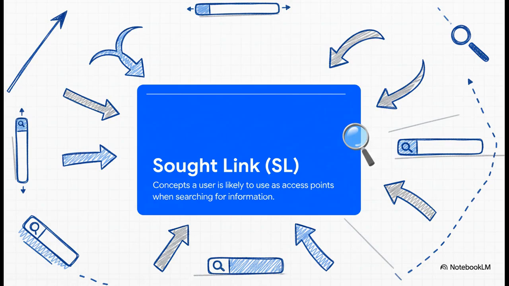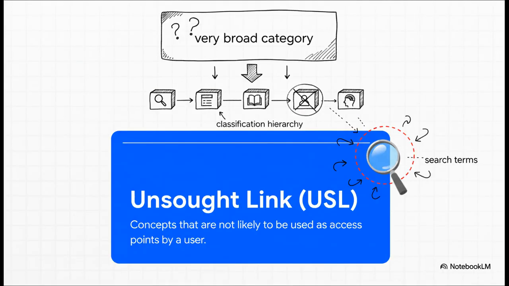Now, not all parts of that DNA are equally useful for searching. The most important parts are what we call sought links. These are the words a real person is actually likely to use when they're looking for something. They're the main entry points for a search. On the flip side, we have unsought links. These are parts of the hierarchy that are needed for structure, but nobody's realistically going to search for them. Like a really broad category that a user would almost always want to narrow down.